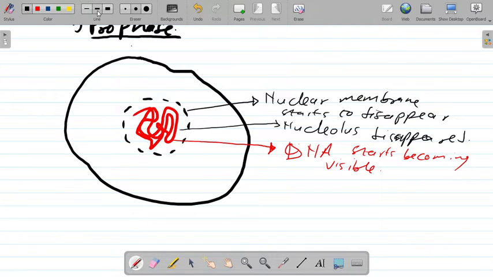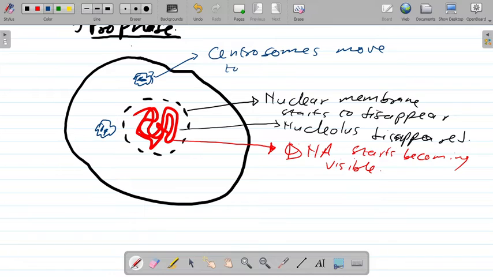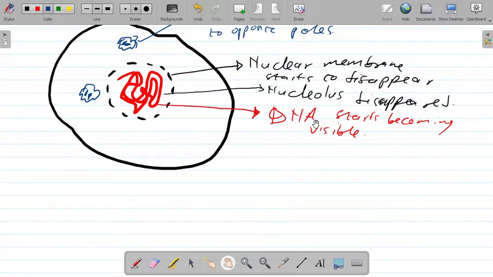Then let's look at what else happens in the cell during prophase. Your centrosomes now start splitting. Centrosomes move to opposite poles of the cell. That is your whole prophase. Those are the things that are noticeable in prophase. And then this DNA will now coil into what we call a chromosome.